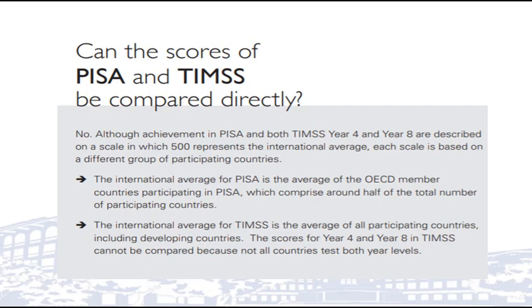Although achievement in PISA and in both TIMSS year 4 and year 8 are described on a scale in which 500 represents the international average, each scale is based on a different group of participating countries. We have here the first reason. The international average for PISA is the average of the OECD member countries participating in PISA, which comprises around half of the total number of the participating countries. And the second one is the international average for TIMSS is the average of all the participating countries, including developing countries.